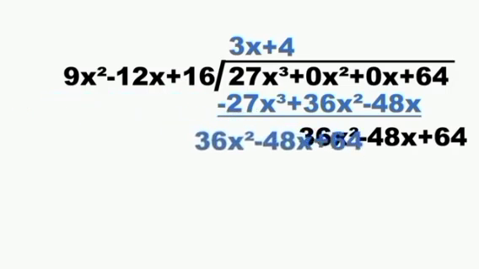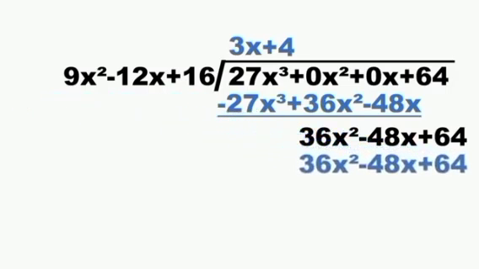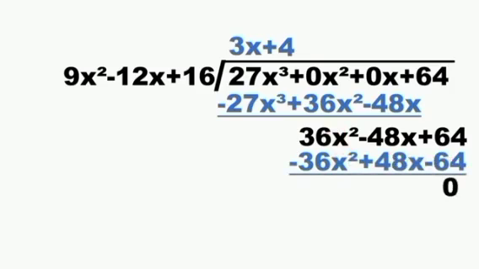So again, put that below and change the sign, subtract by changing the sign of the subtrahend. And we have here negative 36x squared and plus 48x minus 64. If you subtract this, the answer is 0. So that's it. If there are missing terms, you have to provide them.